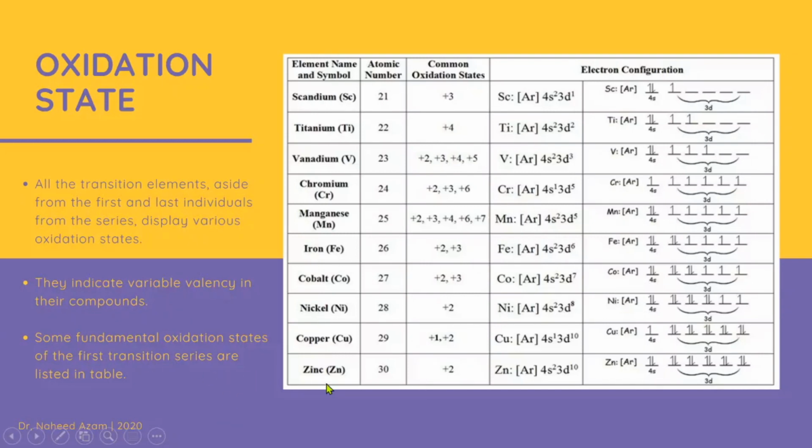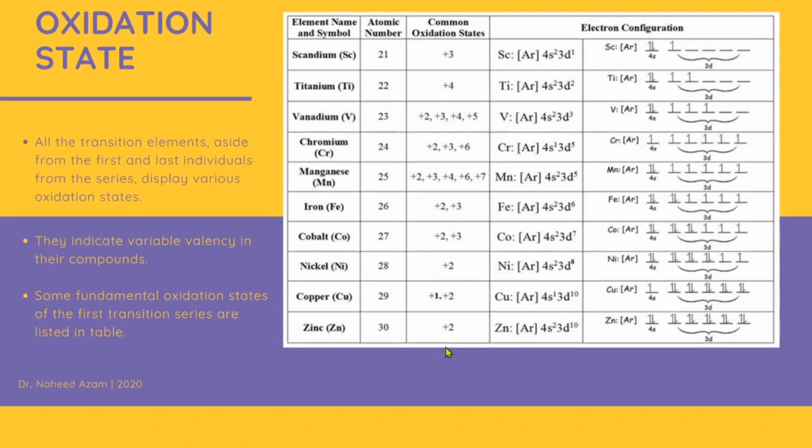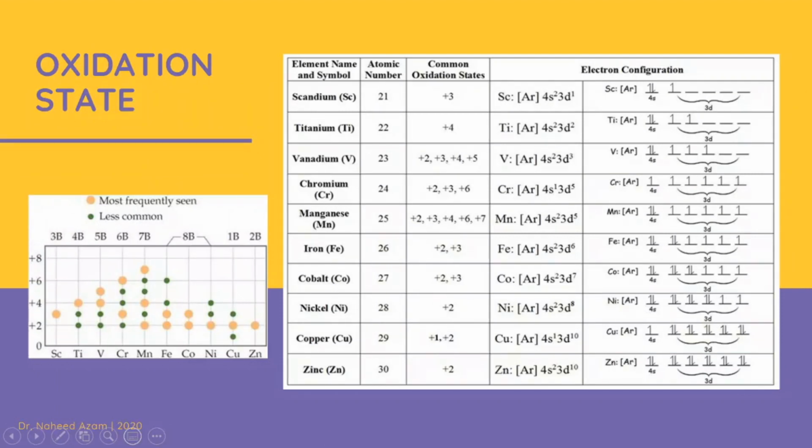Some fundamental oxidation states of the transition series you can see in the table. One beautiful example I have shown you, scandium plus 3 oxidation state, titanium showing plus 2, plus 3, plus 4, vanadium showing plus 2, plus 3, plus 4, plus 5, chromium shows plus 2, plus 3, plus 4, plus 5, plus 6 oxidation state, manganese plus 2, plus 3, plus 4, plus 5, plus 6, and plus 7 oxidation state. So this yellow shade shows most frequently seen, and green shows less common.